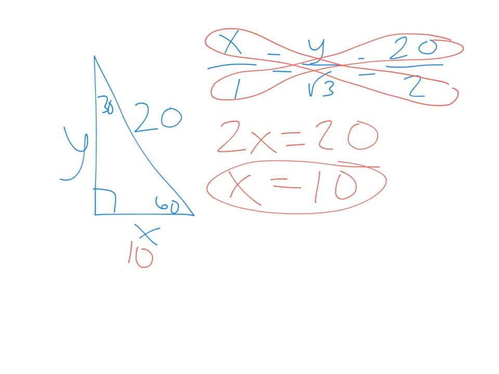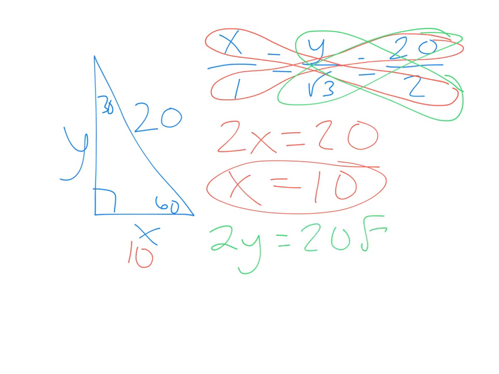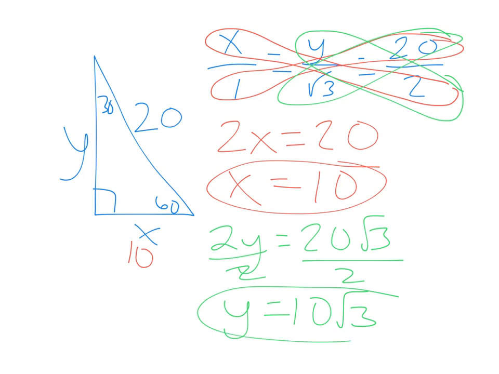And lastly, let's work on the y. So we got y times 2 and 20 times root 3. So we got 2y equals 20 root 3. Divide by 2. I end up with y equals, well, what's 20 divided by 2? That is 10 root 3. Wonderful.